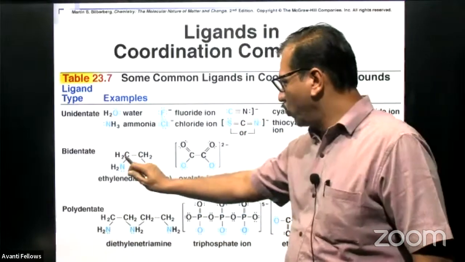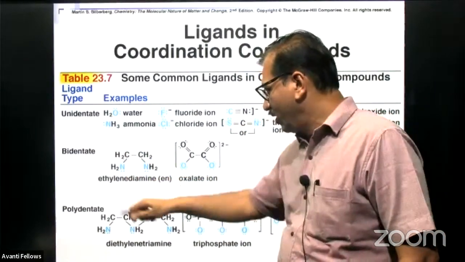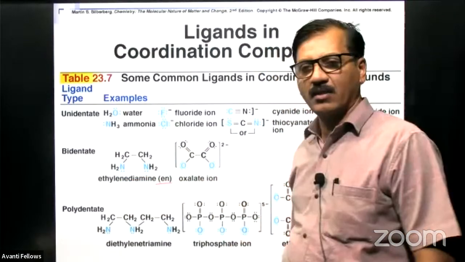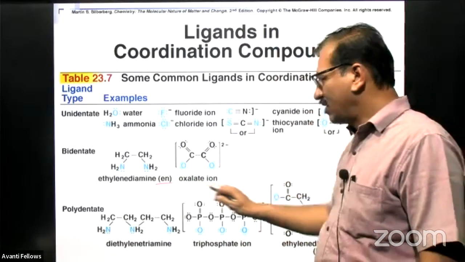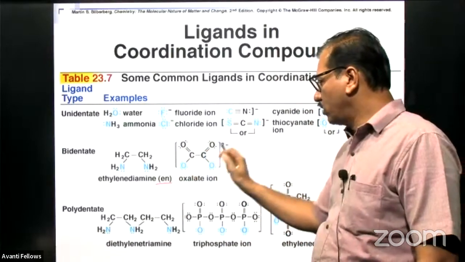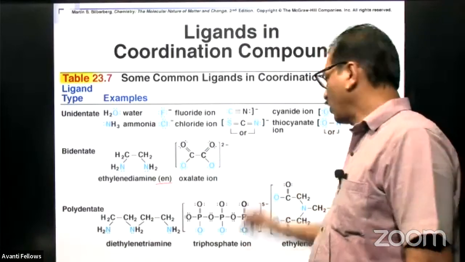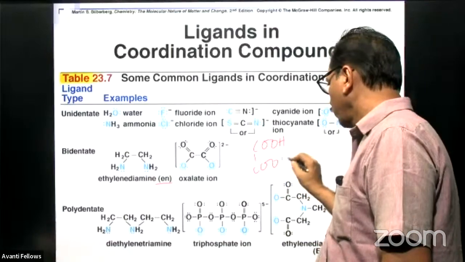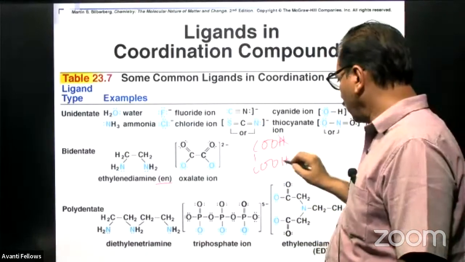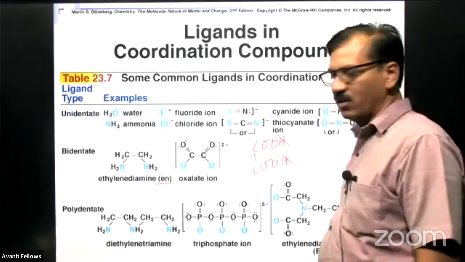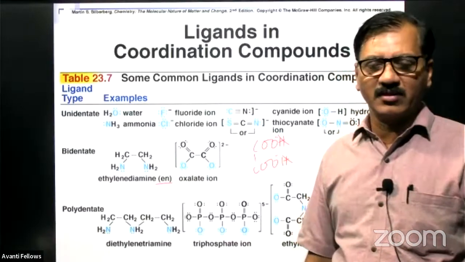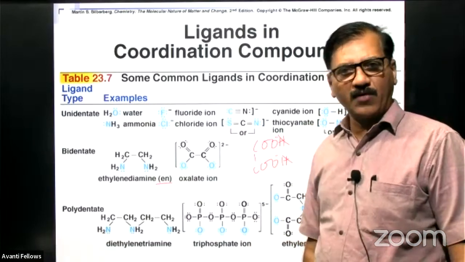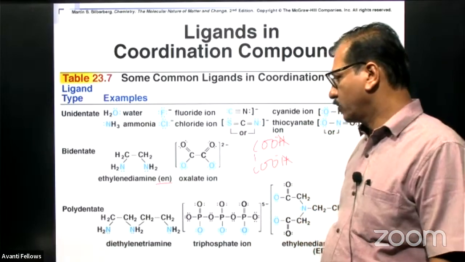Bidentate ligand, as I told you, CH2, CH2, NH2, NH2. That is ethylene diamine, abbreviated as en. Oxalate ion, COO, oxalate ion. What is oxalic acid? COOH, COOH, right? If this hydrogen goes away, giving negative charge, COO minus, COO minus, this is a bidentate ligand. Both these oxygens are capable of binding the central atom.